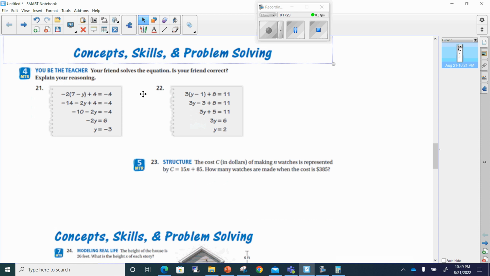Your friend solves the equation. Is your friend correct? Explain. Well, my friend would have taken negative 2 and multiplied it to 7, which would have got negative 14. We took negative 2 and multiplied it to negative y, which would have got him a positive 2y. So this is incorrect. Steps should have gone from here to negative 14 plus 2y plus 4 equals negative 4.